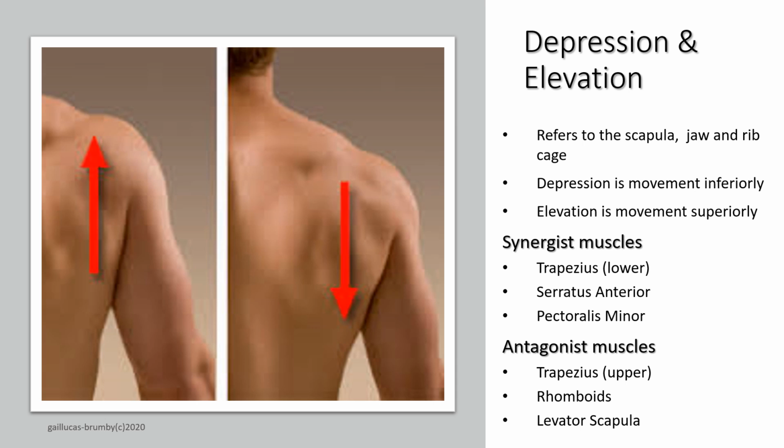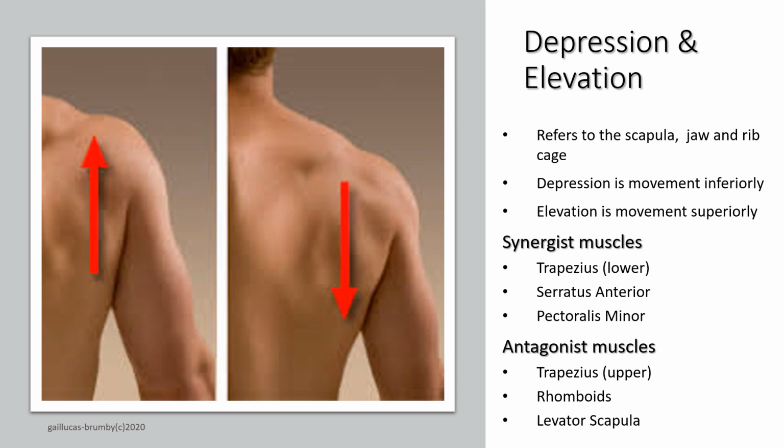The scapula can be moved upwards and we can elevate it superiorly, or we can pull it down and depress it inferiorly. We move our rib cage up when we breathe in and depress it down when we breathe out.